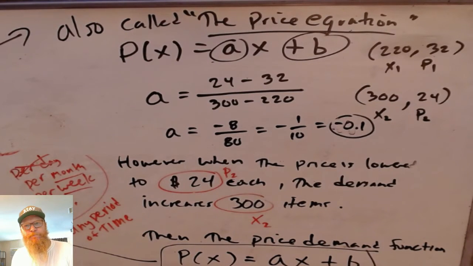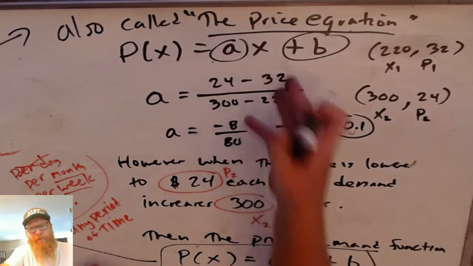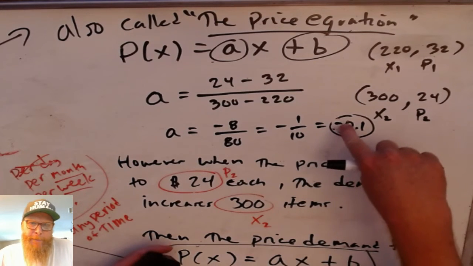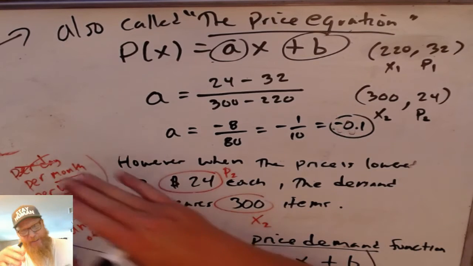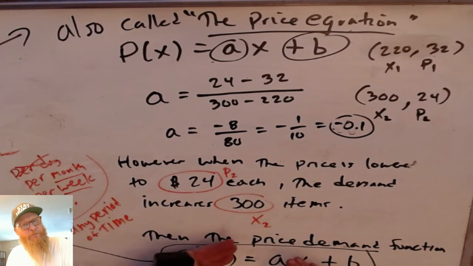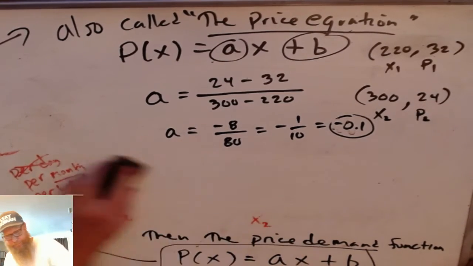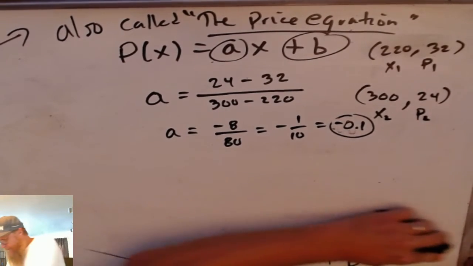Okay, there you go. Got your A. Just the slope formula. Does it make sense why it's negative, I hope? Yeah. Because as the demand increases, the price goes down. Yeah. And vice versa. As the price goes up, the demand decreases. Now we need to find B.